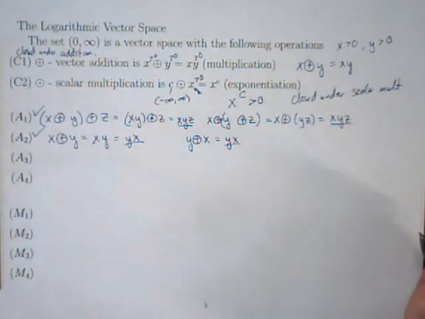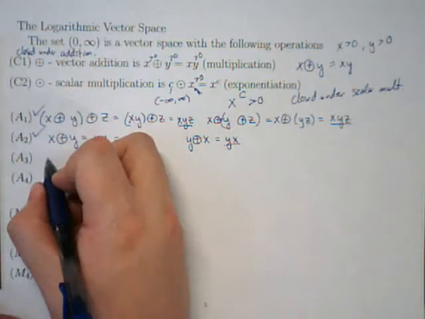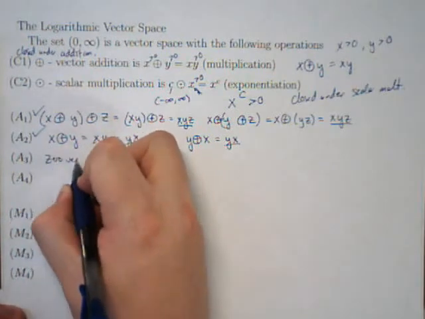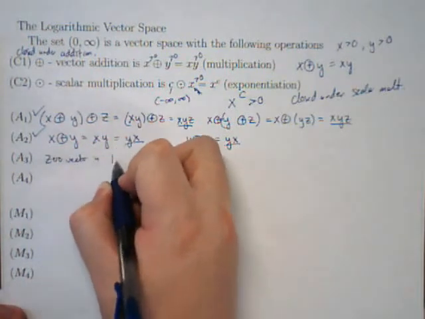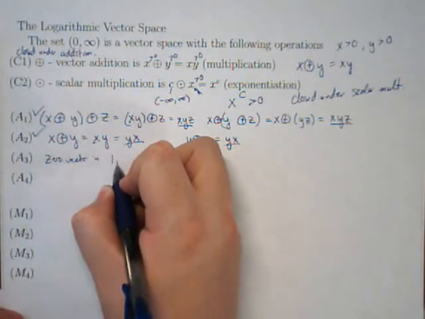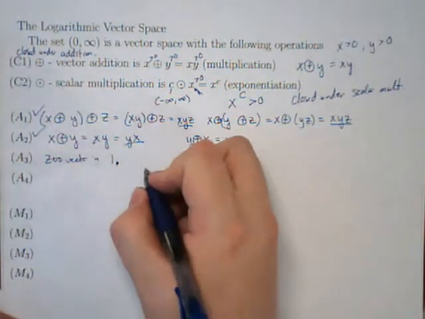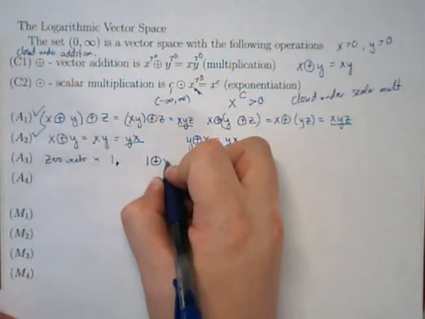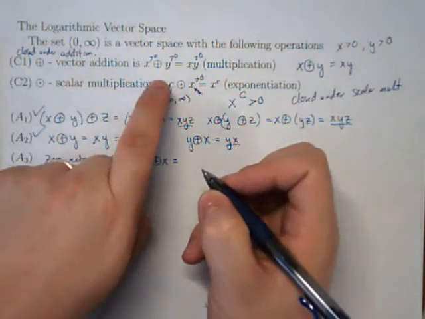I now need a 0 vector. How am I going to get a 0 vector? I'm going to claim that the 0 vector is 1, and that's it. Why? Well, what is 1 ⊕ x? The plus is multiplication.